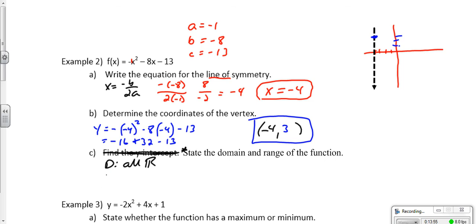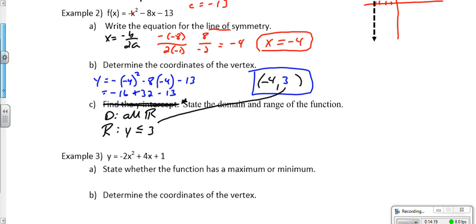The range, well, we said if A is positive, it's going to open up. If it's negative, it's going to open down. This one's a negative 1, so it's going to open down, which means we will have y is less than or equal to the y value of the vertex. And that's the domain and range.